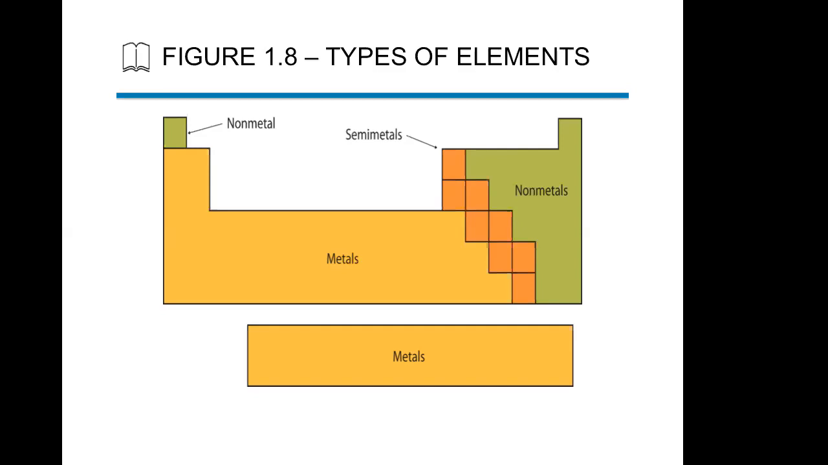The semi-metals are kind of unusual. These are elements that will have one form, or possibly more than one form, that behaves as a metal and one form that behaves as a non-metal. So these forms are called allotropes.